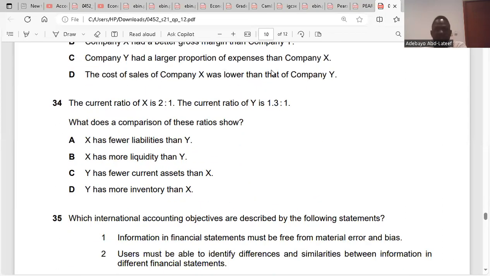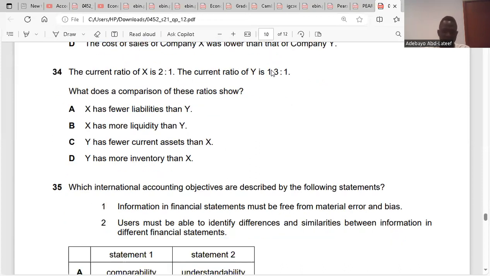Question 34. The current ratio, which is current assets divided by current liabilities, is this. So X is having more current liabilities than Y. That is the point. So this would basically mean that X has more liquidity than Y. Clear? That's 34, B.